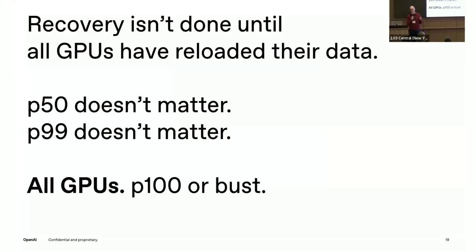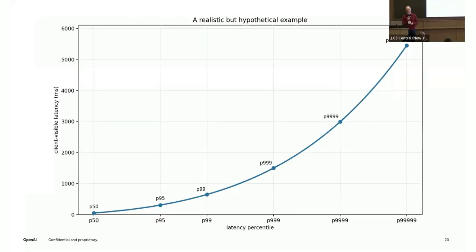Remember how I said that recovery isn't done until all the GPUs are done? This is pretty humbling. It means that every percentile that I've ever cared about at every previous job doesn't matter. P50 doesn't matter. That's the median performance of your system. Nobody cares. The 99th percentile doesn't matter. Nobody cares. All the GPUs, P100 or bust. That is brutal. Optimizing for the absolute latest tail is brutal in your system.